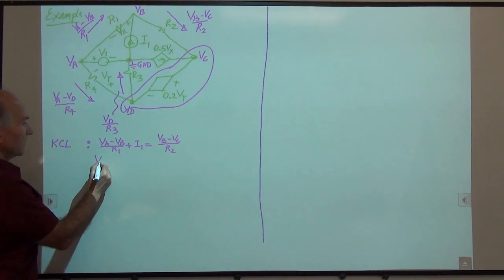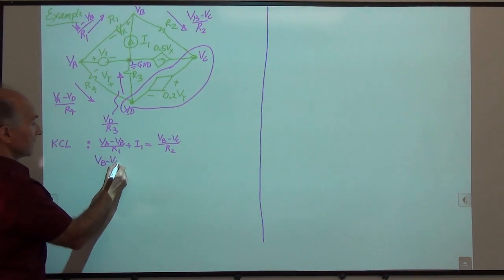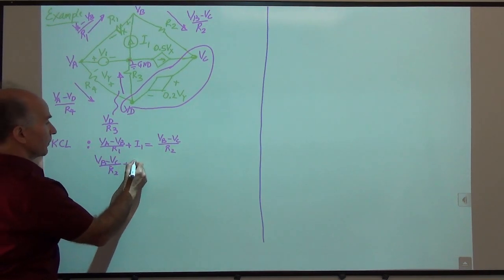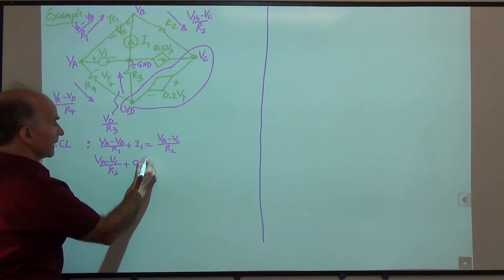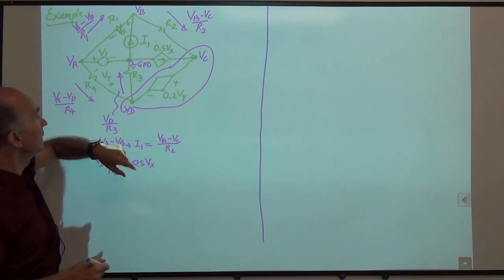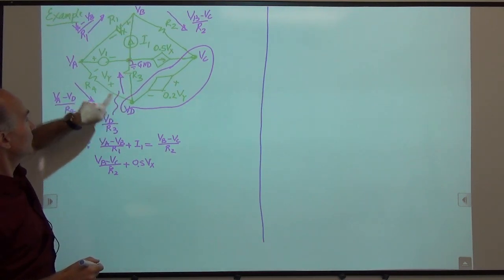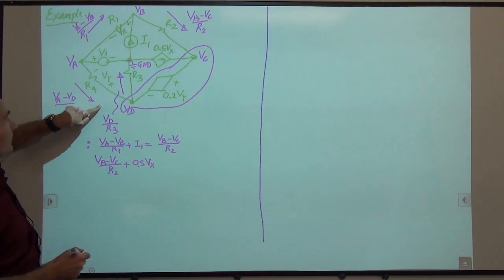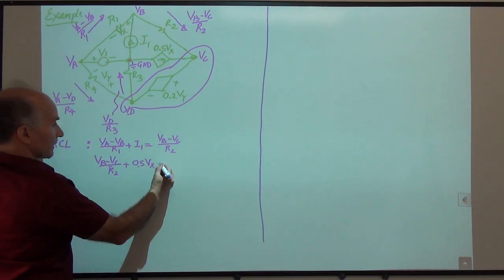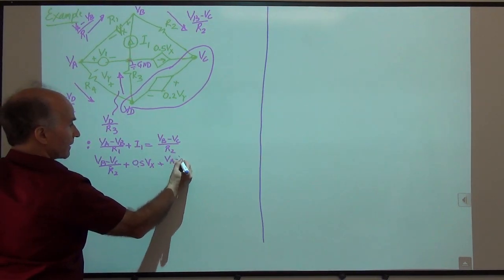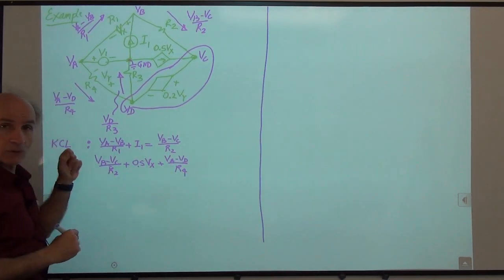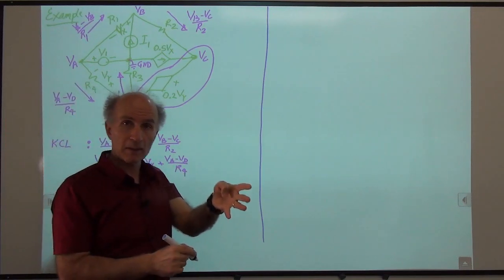I have VB minus VC over R2 plus 0.5 VX. These two currents are entering this box. This current is leaving the box. This current is also entering, so let's just add that up. This current is entering the box, so that would be plus VA minus VD over R4. So these three currents are going into the box.